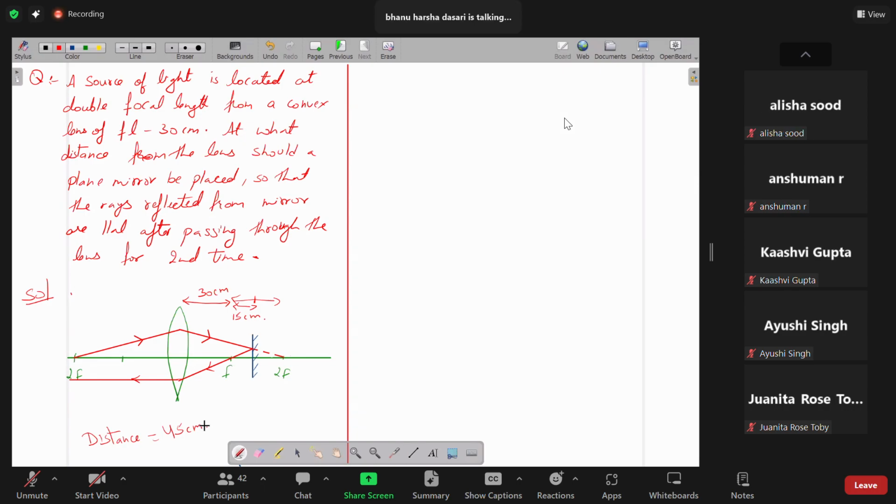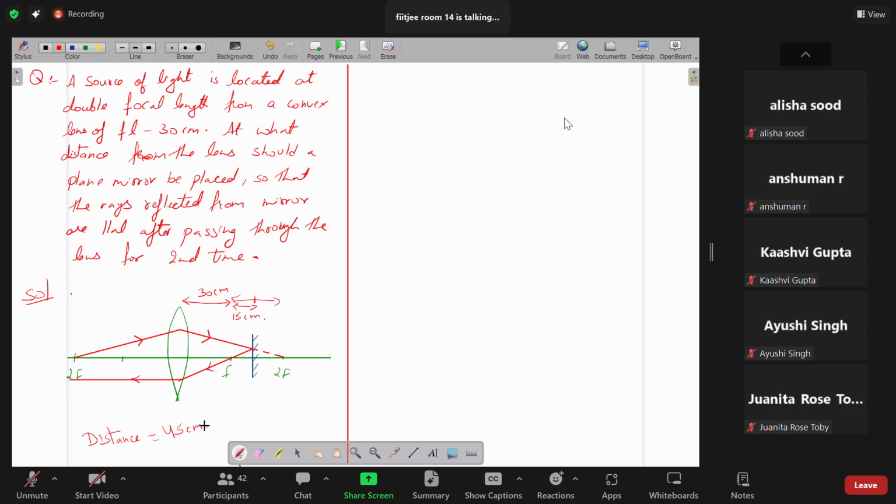Ma'am, could you explain once again why we kept the barrier in between F and 2F? Because we know that if the rays pass through the focus of the lens, after refraction from the lens, the rays will become parallel to the principal axis. Have we learned this result? Yes, ma'am. When the rays are passing through the focus of the lens, then after refraction through the lens, the rays become parallel to the principal axis. Now they are saying that after reflection from the plane mirror, when the rays pass through the lens, they will become parallel to each other. It can only happen if the rays are passing through focus.